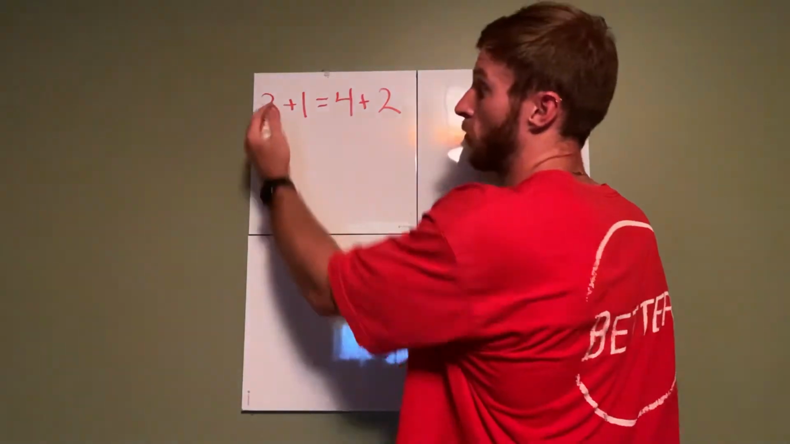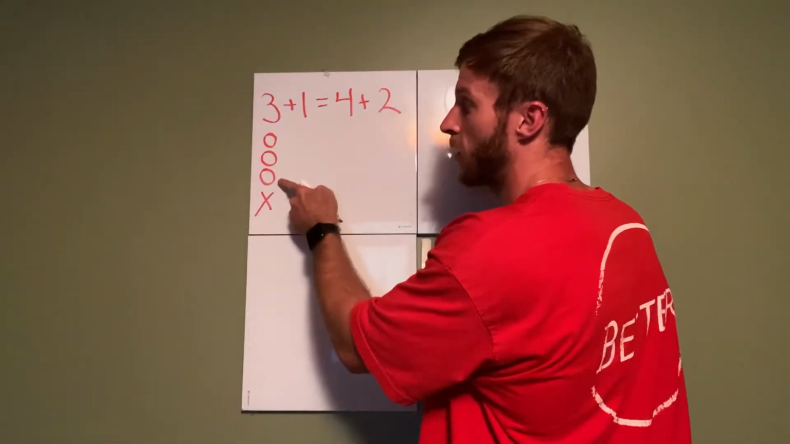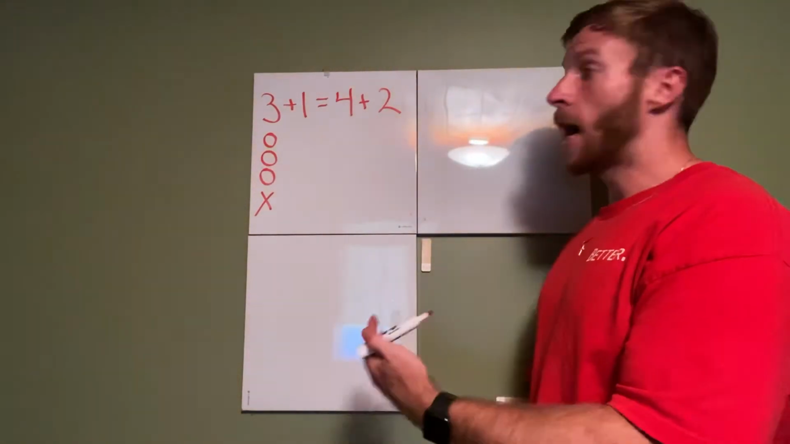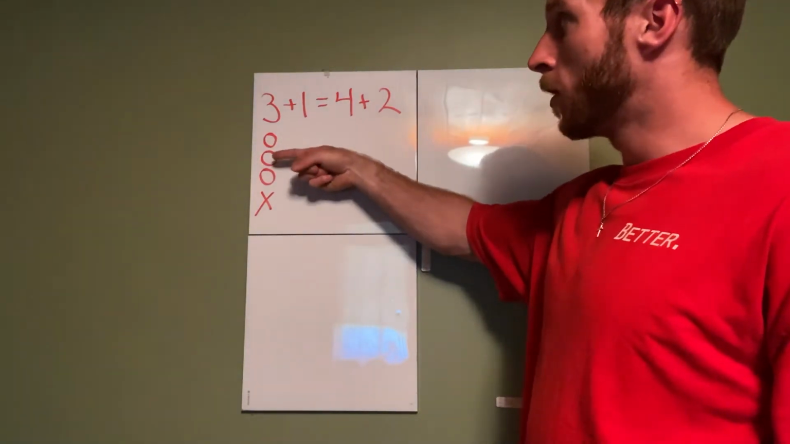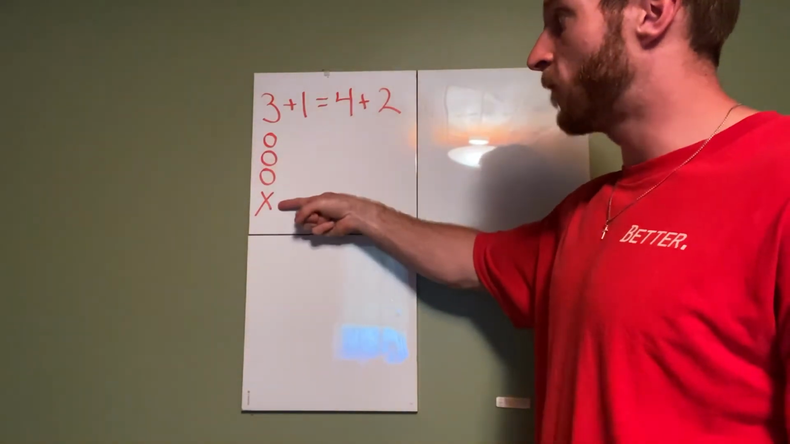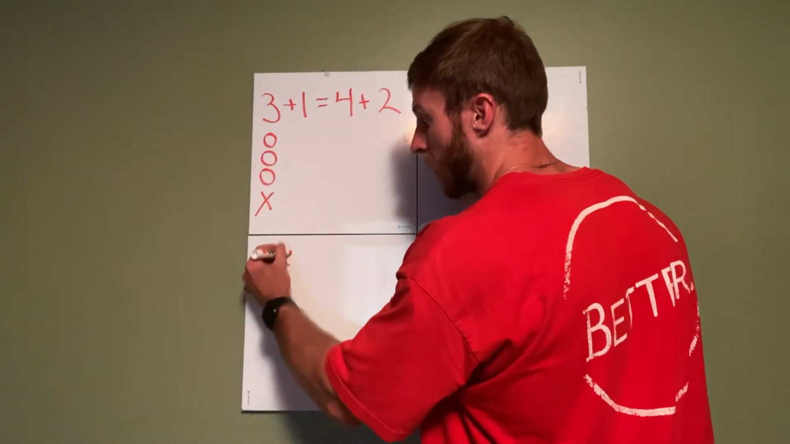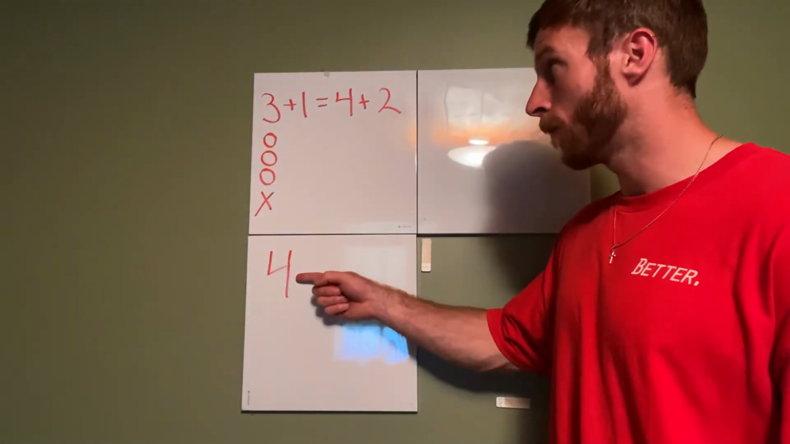So I'm going to draw 3 plus 1, and I'm going to put the 1 as the x. So I have 3 plus 1. I can see my two different parts. How many shapes do I have here all together now? Let's count. 1, 2, 3, 4. So I have 4 shapes all together. So 3 plus 1 must equal 4.